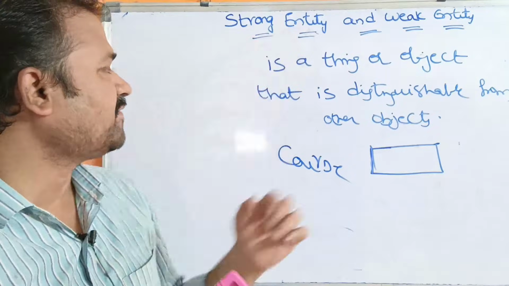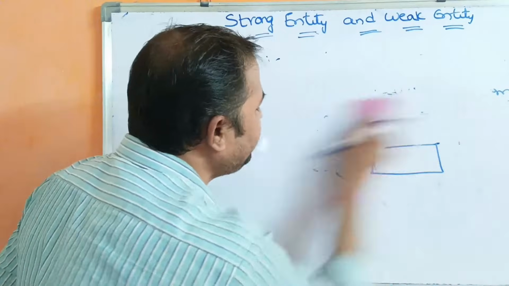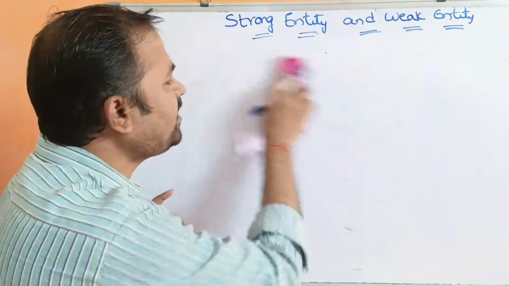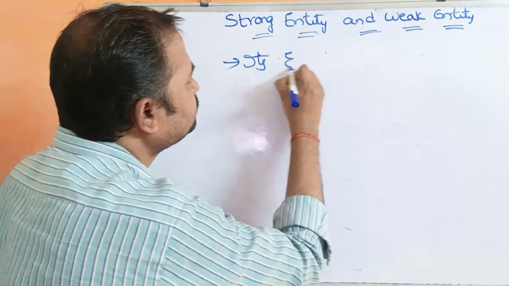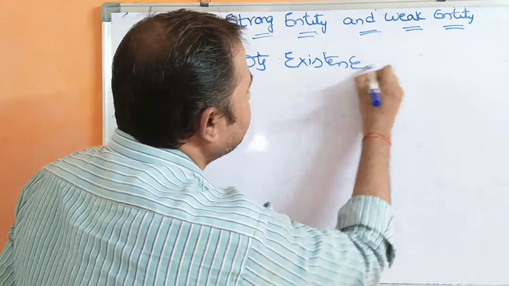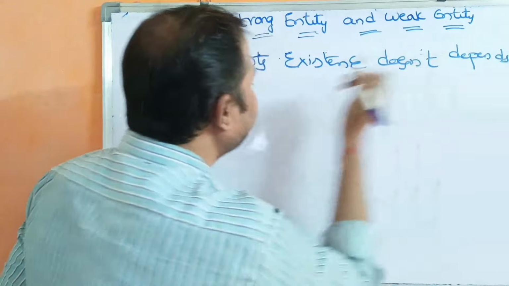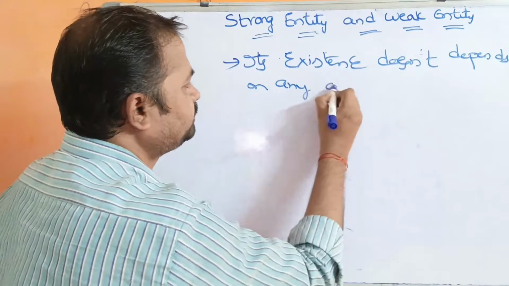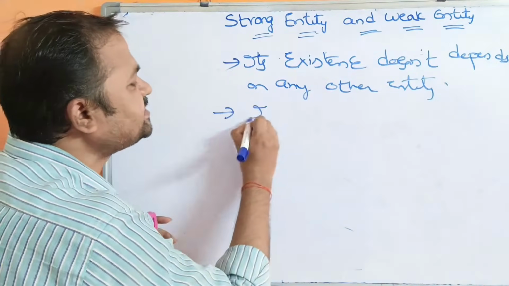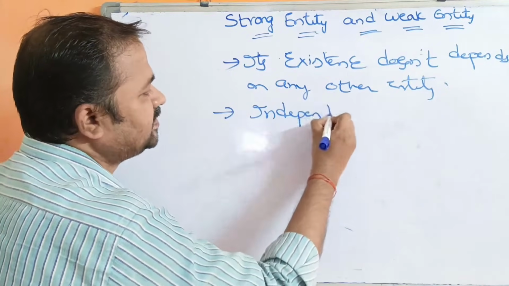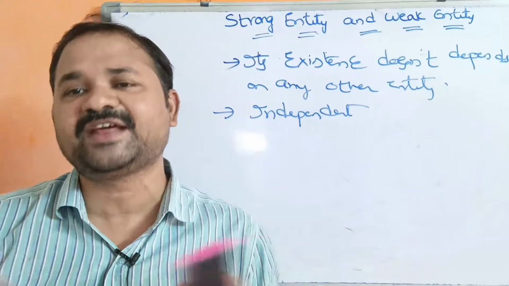Now, we have mainly two types of entities: one is strong entity, the second one is weak entity. First, let us see what a strong entity is. A strong entity is one whose existence does not depend on any other entity. So a strong entity is independent of other entities.